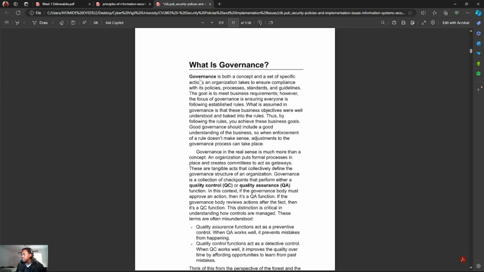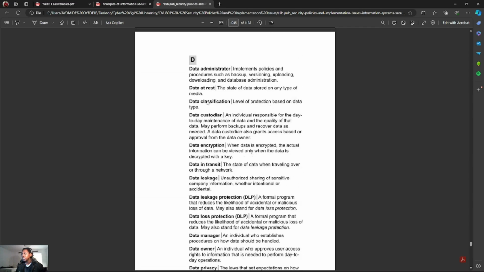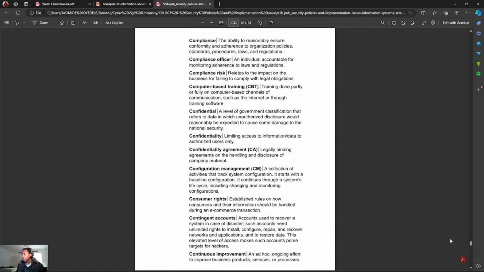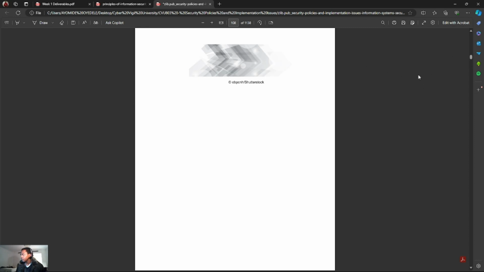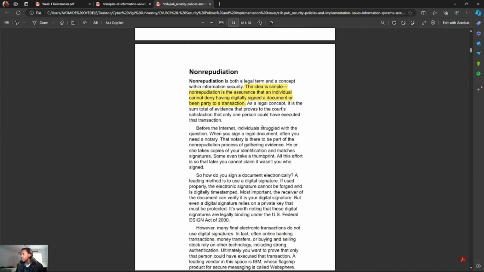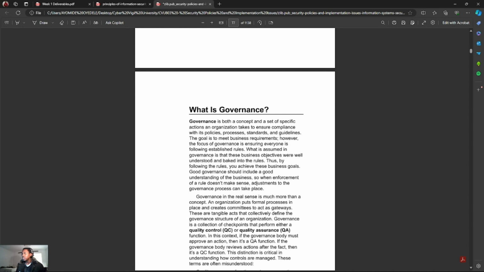Now, governance is both a concept and, I would say, more or less the body for the set of rules that we implement within our organizations. It's the set of rules that guides and governs how we interact, how we process, and how we store data. This is both a concept and a specific set of actions that an organization takes to ensure compliance. You can see these words: compliance, policies, processes, standards, and guidelines.